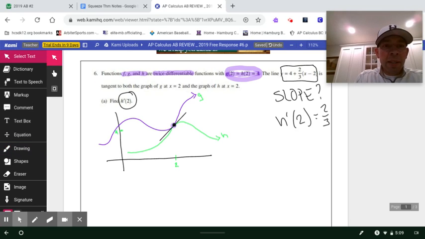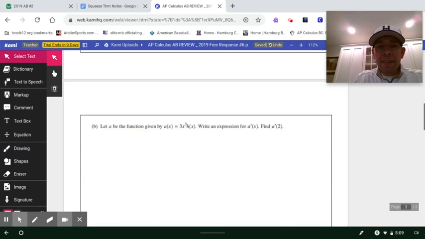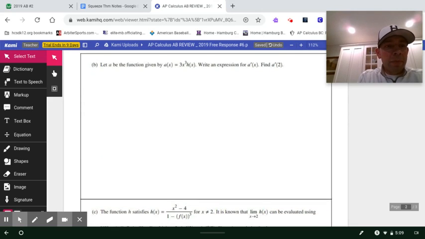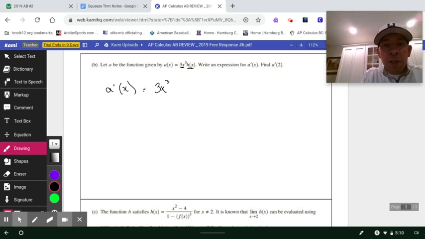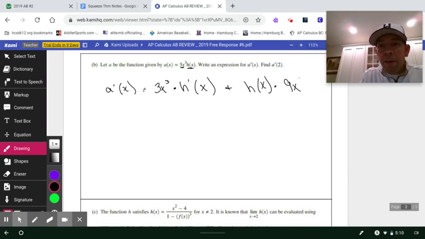All right, let's shimmy on into part B. This is not a bad problem either. If you haven't already attempted this one, go ahead and try this one on your own. The derivative of A is going to require product rule. Let's think of 3x cubed as the first of the 2 functions and h of x as the second function. So the derivative of A is going to be the first function multiplied by the derivative of the second function plus that second function multiplied by the derivative of the first function. So we've got a really nice product rule there. And we're going to evaluate this at 2.